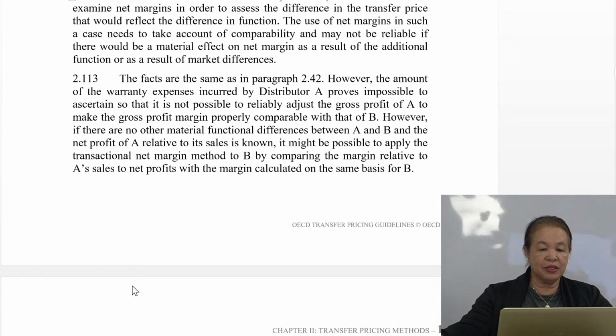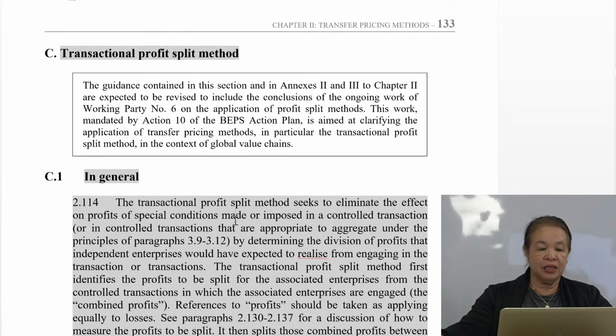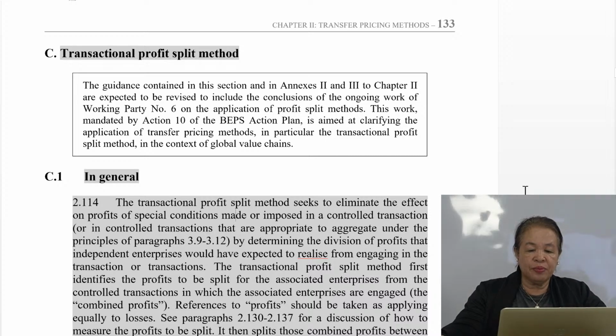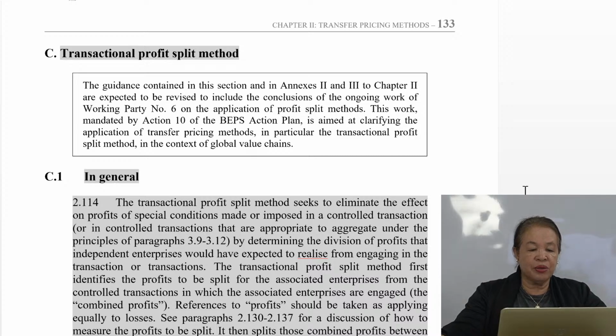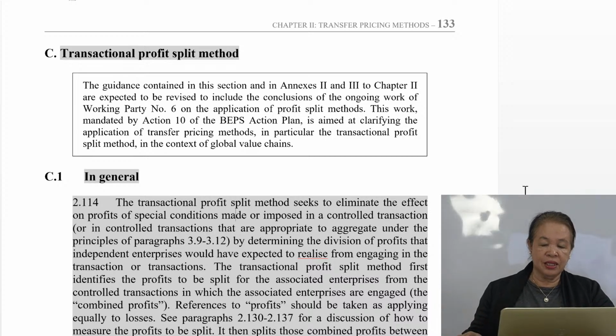The transactional profit split method. So, the guidance contained in this section and in annexes 2 and 3 to Chapter 2 are expected to be revised to include the conclusions of the ongoing work of Working Party number 6 on the application of profit split methods. May mga changes na, no? This work mandated by Action 10 of the BEPS, yung Base Erosion and Profit Shifting Action Plan, is aimed at clarifying the application of transfer pricing methods, in particular, the transactional profit split method in the context of global value chains. No?